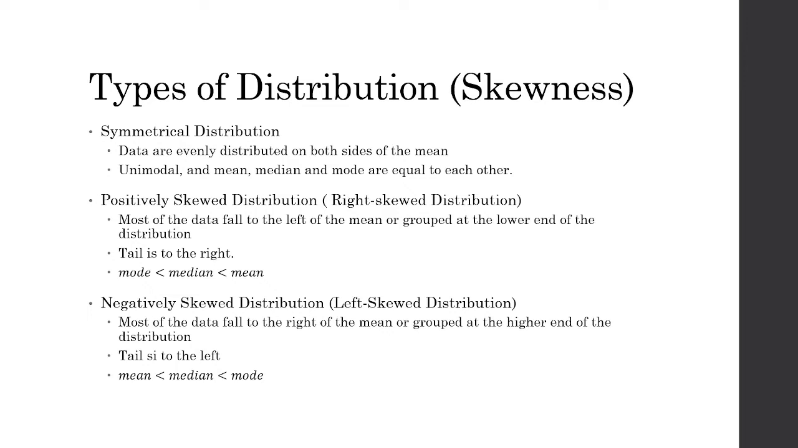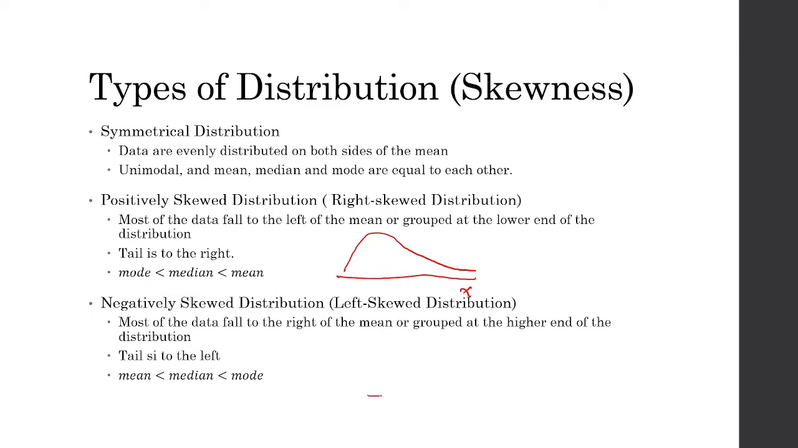We have the symmetrical distribution, wherein data are evenly distributed on both sides of the mean. It just means that this is unimodal. Mean, median, and mode are actually equal to each other. And we also have here the positively skewed or the right skewed distribution, it is a distribution wherein the mode is less than the median and the mean, meaning to say our distribution would look like this, having x values here.